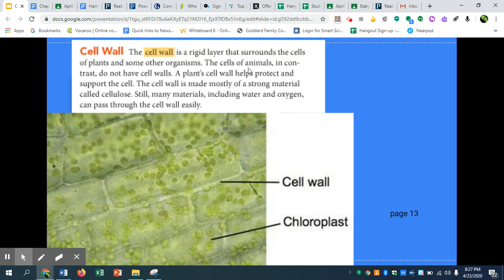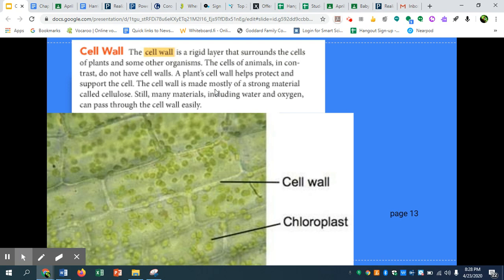And the cells of animals, like I just said, do not have a cell wall, and the cell wall helps protect and support the cell. So, a plant is outside. Let's say we have a lot of rain. The cell wall protects these individual cells from bursting. That's one of its main functions. So it keeps that cell stronger.